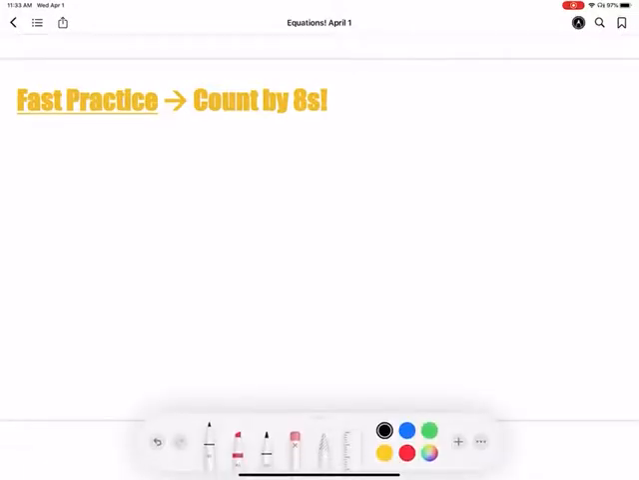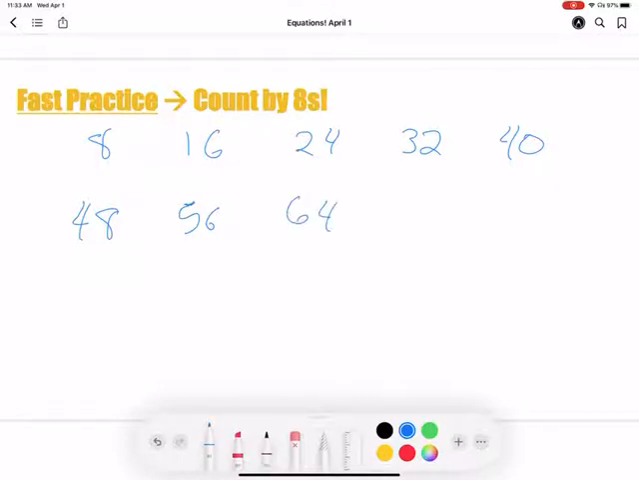Fast practice. I want you guys to count by eights. Ready? Let's do it together. 8, 16, 24, 32, 40, 48, 56, 64, 72, 80. Okay, pretty basic stuff there. How you feel? You got it? All right.